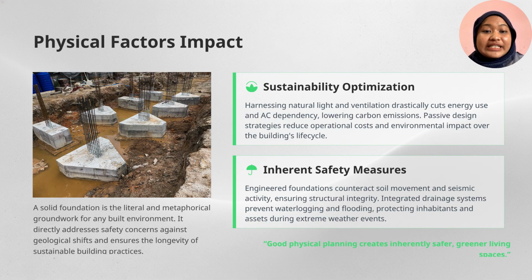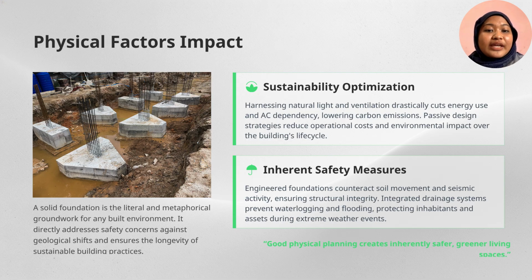So, after understanding those physical factors, let's see how they actually impact the quality and sustainability of housing. This slide highlights the impact of physical factors on housing design. The first impact is sustainability optimization. When houses are designed to make use of natural light and ventilation, they require less artificial lighting and air conditioning. As a result, energy consumption decreases, electricity costs are lower, and carbon emissions are reduced. This makes the house more environmentally friendly over its entire lifespan.